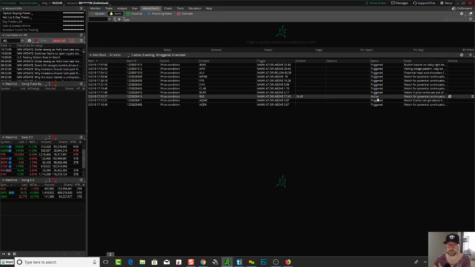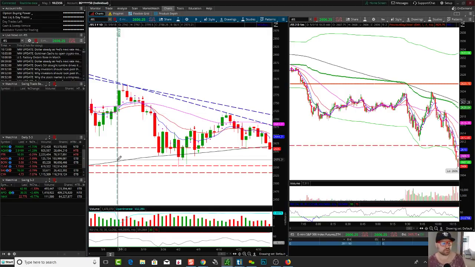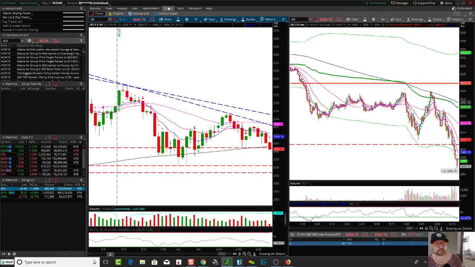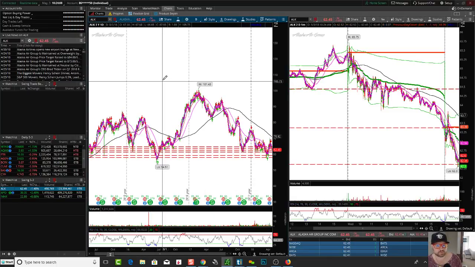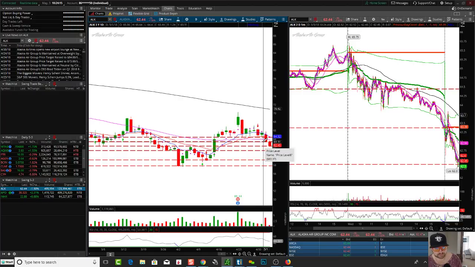And all the alerts triggered except for one today. Not too shabby. Let's take a look at a couple of the swing trade ones right now. Let's see what we have on there. ALK at or below 63.39. That triggered. Let's take a look at that. That's Alaska Airlines.